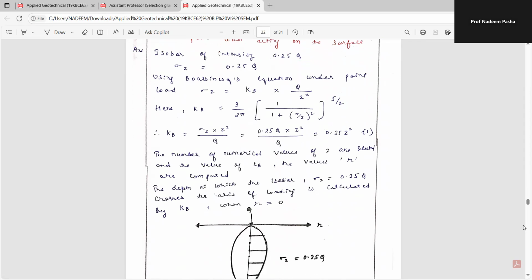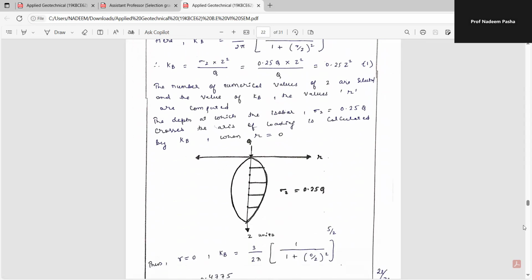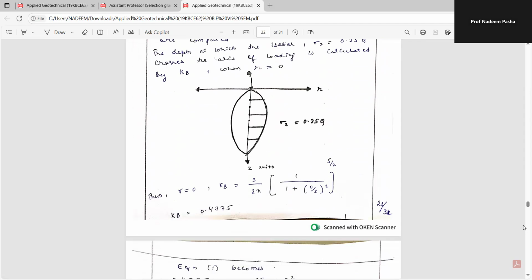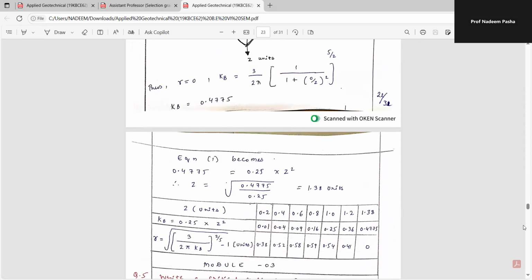The excess of loading is calculated by Kb when r is equal to 0. This r is equal to 0, Kb equal to 3 by 2 pi into the bracket 1 divided by 1 plus 0 by 2 square 5 by 2. Kb equal to 0.4775. So equation 1 becomes 0.4775 is equal to 0.25 into z square, or z is equal to under root of 0.4775 by 0.25. It comes out to be 1.38 units. Kb equal to 0.25 into z square, R is equal to under root of 3 by 2 pi by Kb, 2 by 5 minus 1 units. 0.2, 0.4, 0.6, 0.8, 1, 1.2, 1.38. So these are the values obtained.